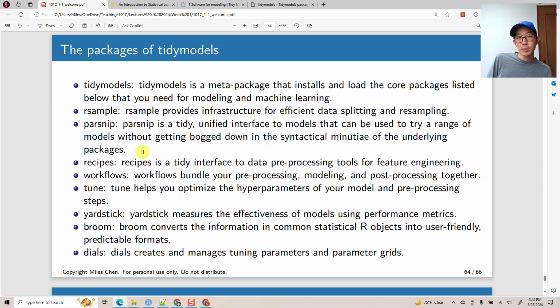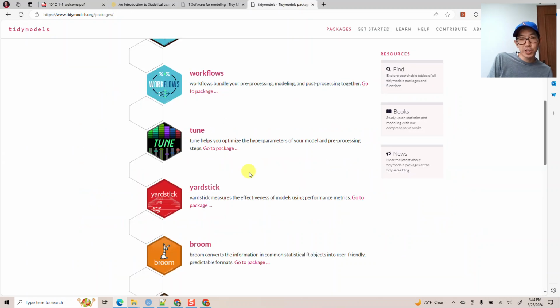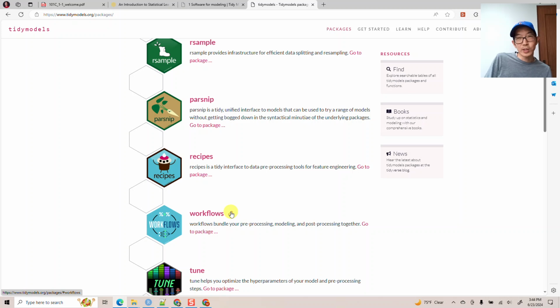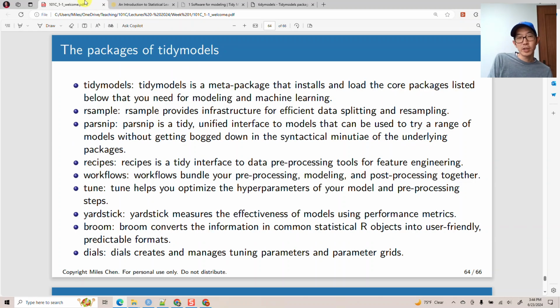Recipes is a package that we use for feature engineering. If you want to create dummy variables, or you want to create cutoff points and things like that, you can use recipes for that. Workflows creates a pipeline, and you do your pre-processing and your modeling, and it all works through it. All right, and then we have Tune and Yardstick.